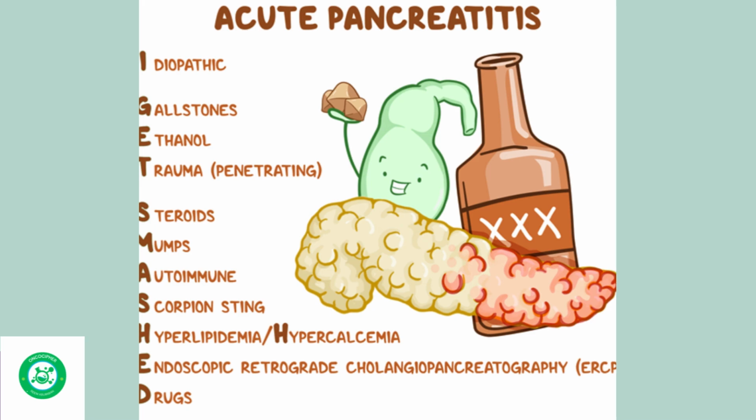Endoscopic retrograde cholangiopancreatography, which is known as ERCP, is a procedure that we can use to diagnose and also to treat the pancreas. But in some cases, when something goes wrong, it can lead to injury of the ducts of the pancreas or the bile ducts, and that will lead to acute pancreatitis. As for drugs, the most common drugs that cause acute pancreatitis are diuretics and antibiotics.